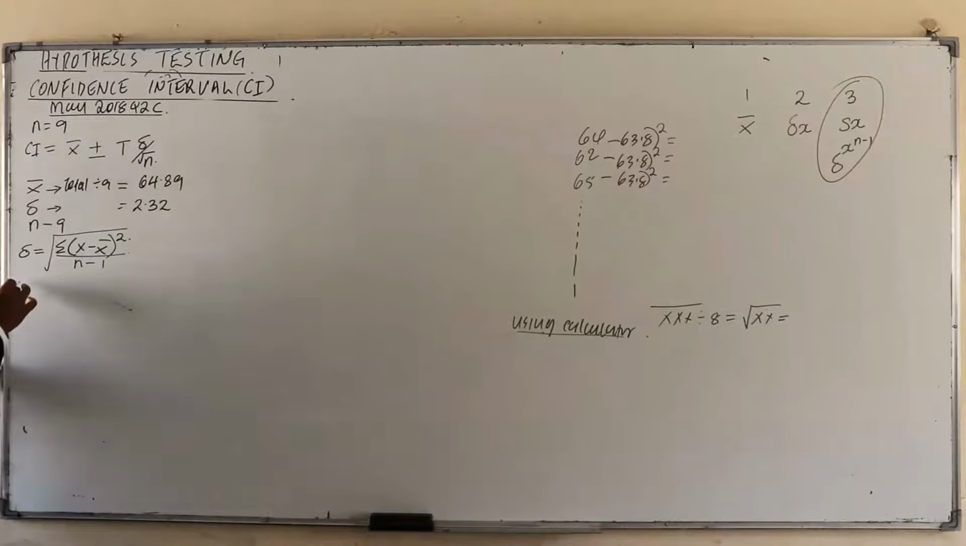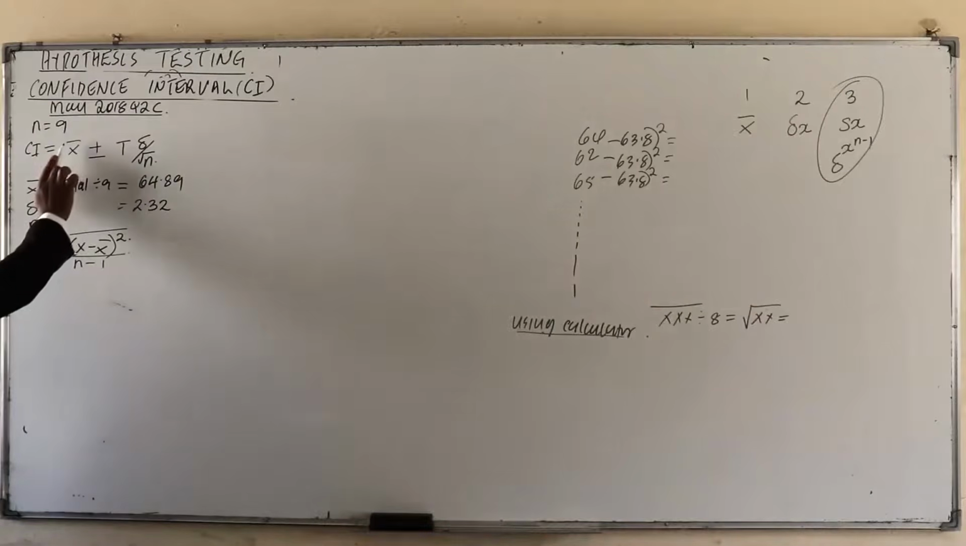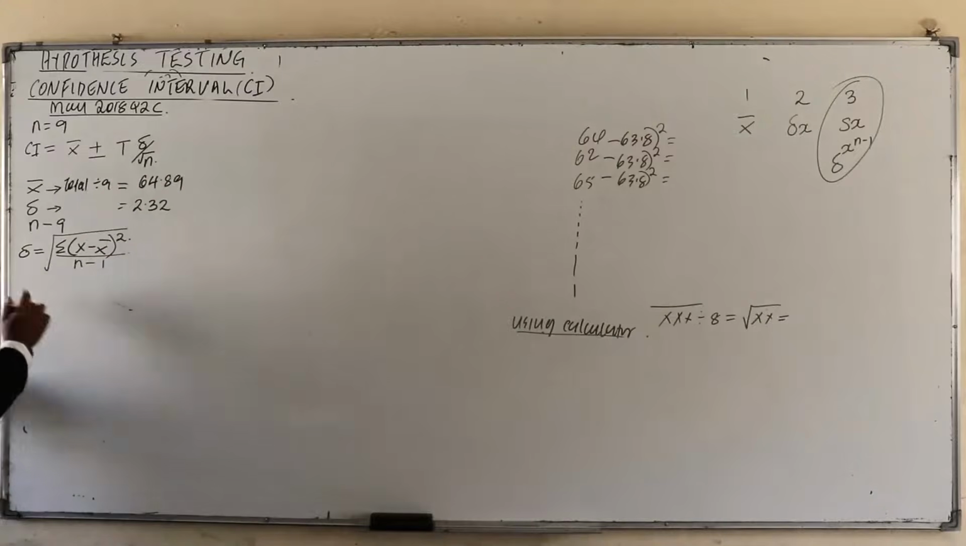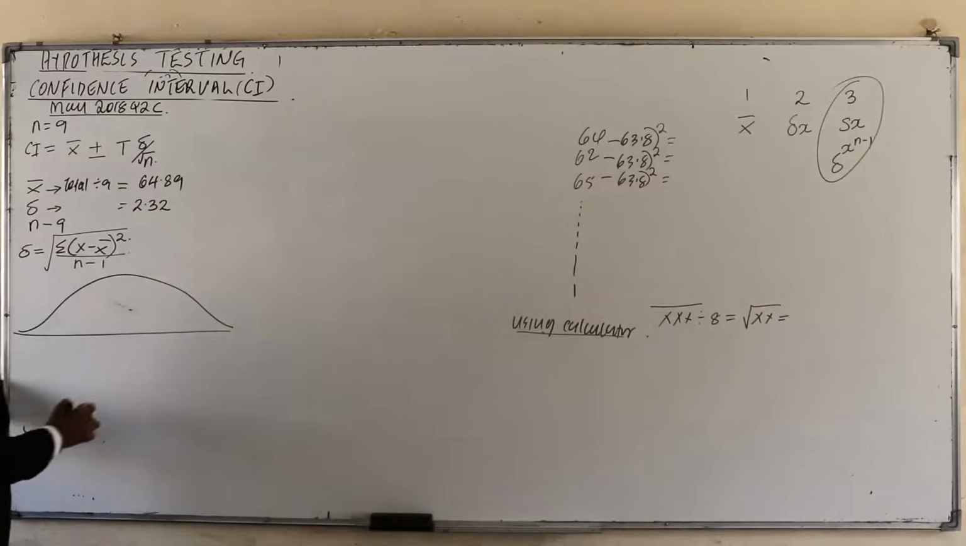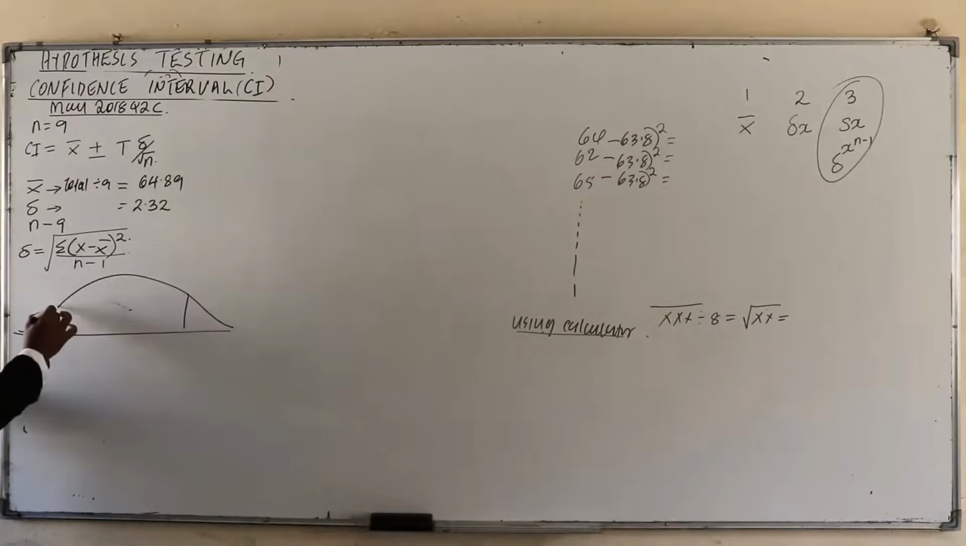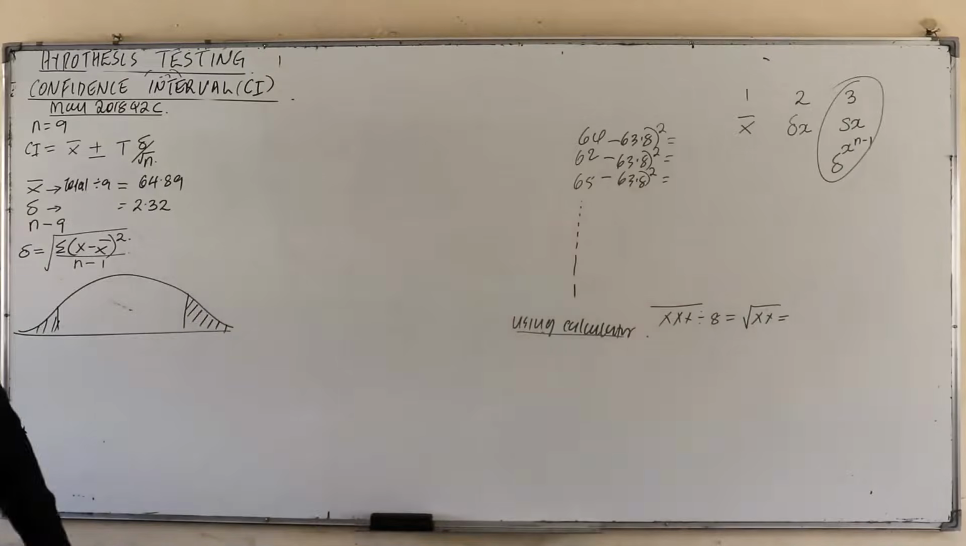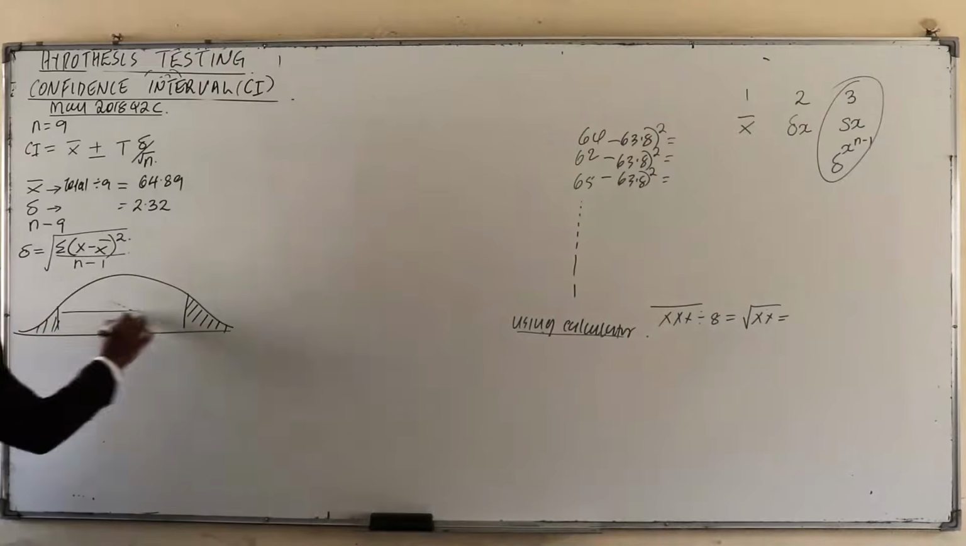So that means to get the confidence interval, we have the x bar, we have the standard deviation, we have n. What we don't have now is t. So how do we get t? To get the t, for a confidence interval, it's always two-tailed. The question was a 95% confidence interval.